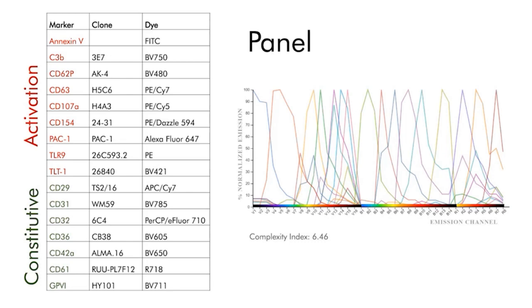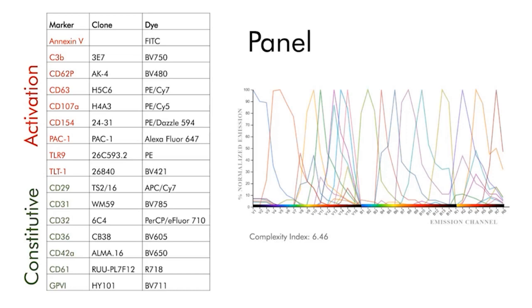9 are inducible markers that are expressed after activation, including annexin V, CD62P, and PAC1. There are also additional markers of granule and lysosome secretion, such as CD63, CD107A, and CD154, as well as markers of immune function, such as complement protein C3b and TLR9. 7 are constitutive markers with some exceptions.